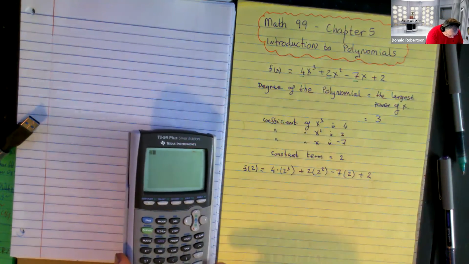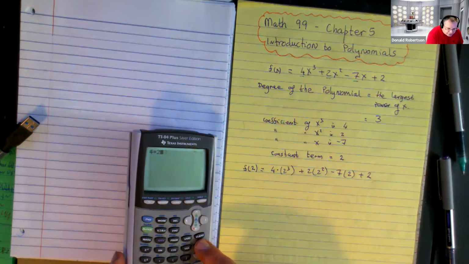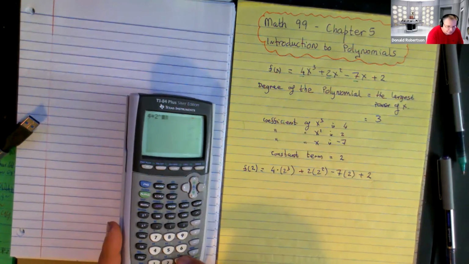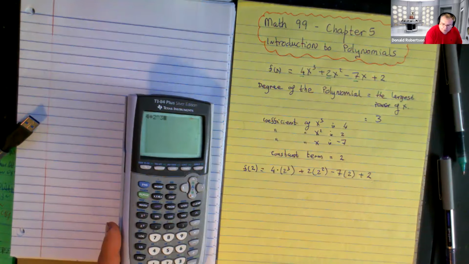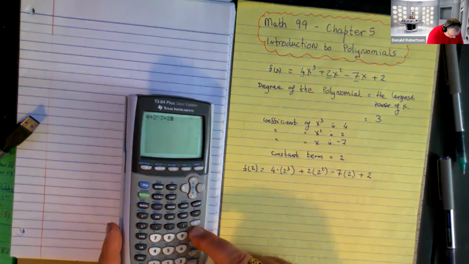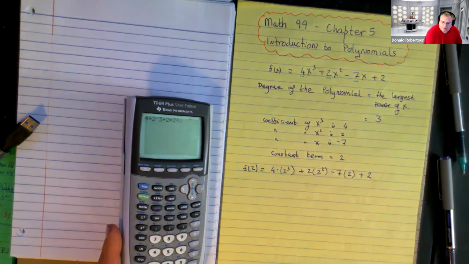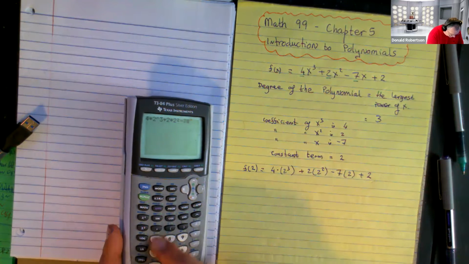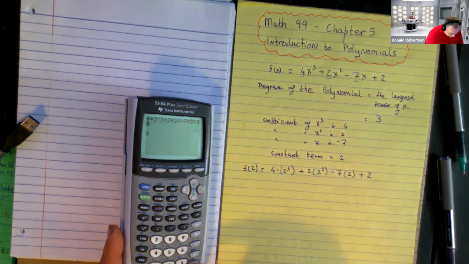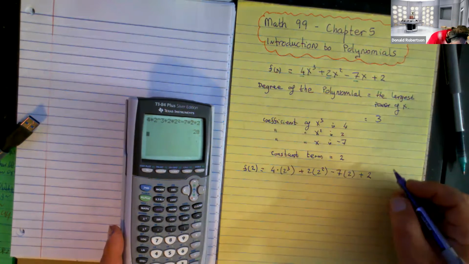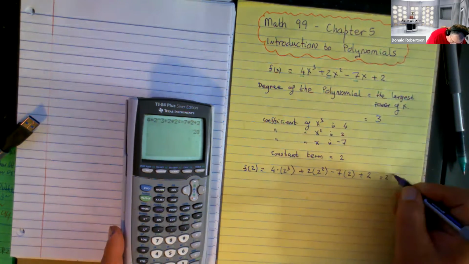So you'd go 4 times 2 raised to the power of 3. So that's 4 times 2 cubed. Add 2 times 2 squared. Take away 7 times 2. And then finally finish with an add 2. And the number that we got here is 28.